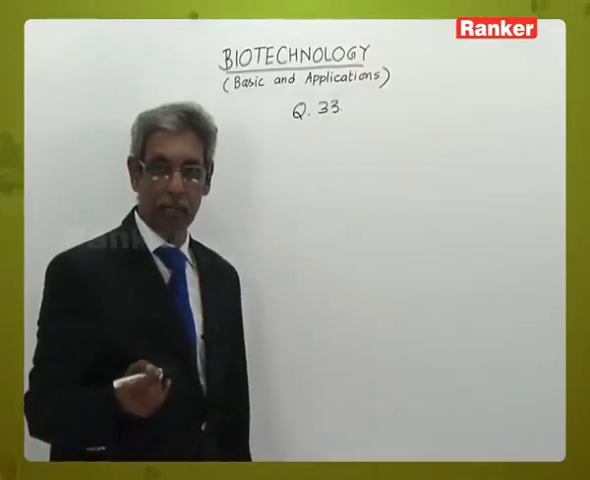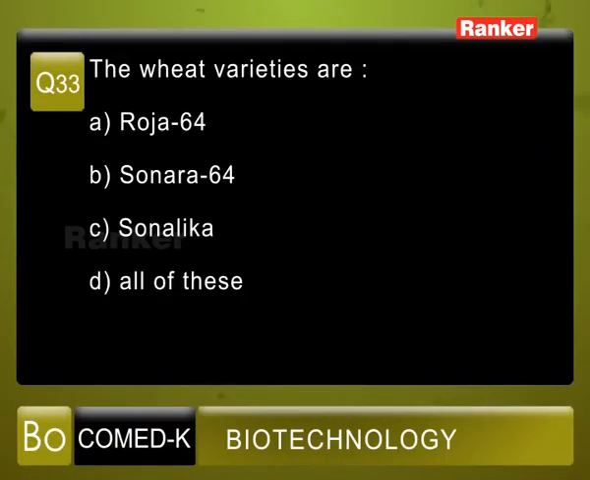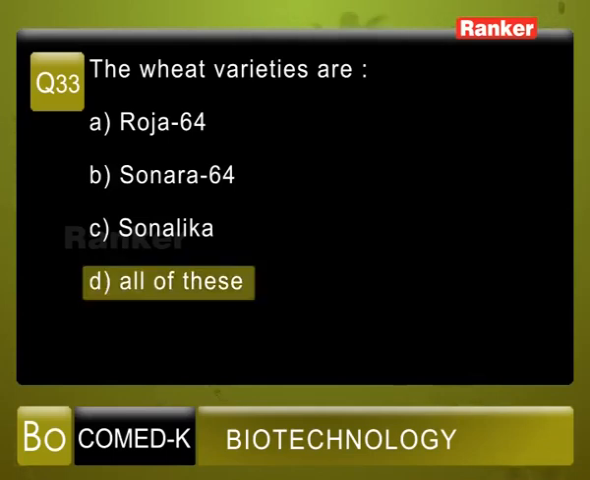Next, we go to question number 33. What are examples of wheat varieties? Examples of wheat varieties are Roja 64, Sonala 64, Sonalika. Hence, the right answer is D. All of them are examples of wheat varieties.